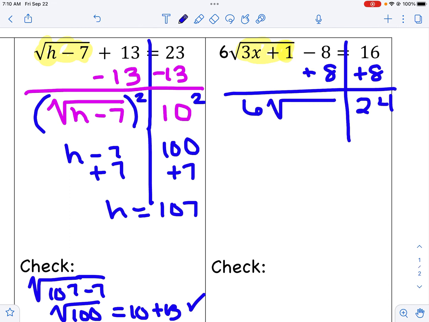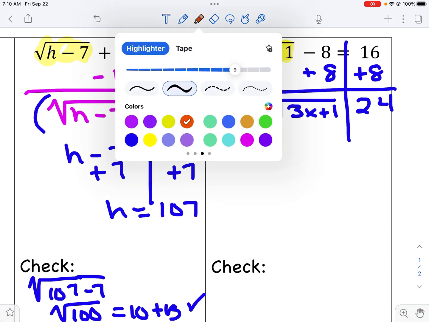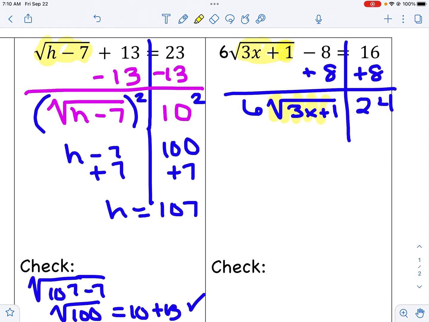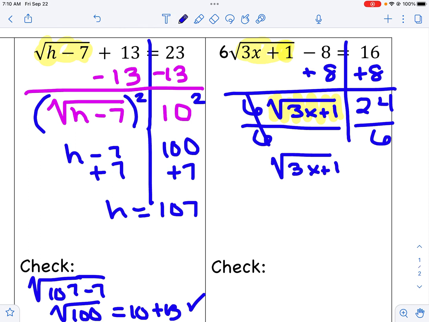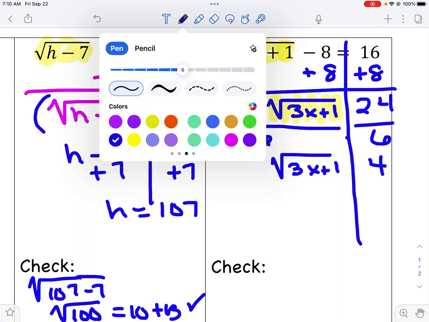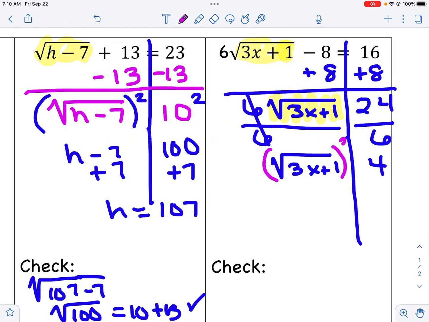We now still have the 6 and the square root of 3x plus 1. Again, I'm going to go ahead and just highlight that so you can still see that I have this, and it's not alone. It's not isolated yet. So since they are multiplying by 6, I will divide everything through by 6. That way my 6's will cancel, and I'll be left with the square root of 3x plus 1, and that would be 4. Now I need to get rid of the square root, so we're going to take it to the second power, and we have 3x plus 1 equals 16.